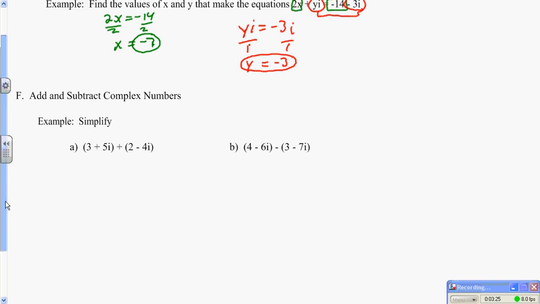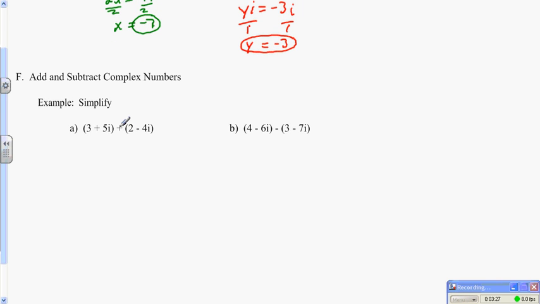The nice thing about complex numbers is they go by basically the same rules that we would have if we had radicals. Like terms go together when we're adding and subtracting. So here we have the real parts being added together, which would give us 5. We have the imaginary parts that would be added together, and there's 5i minus 4i, which will give you i. So 5 plus i is the result.